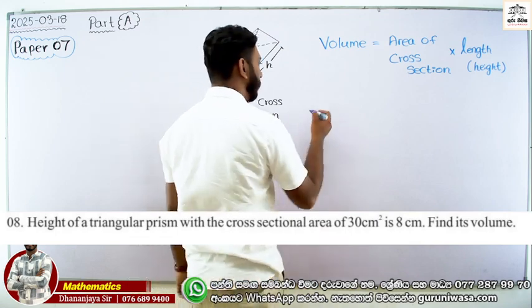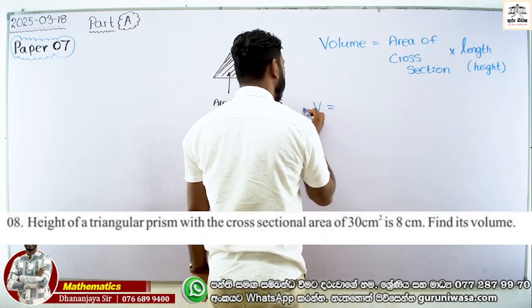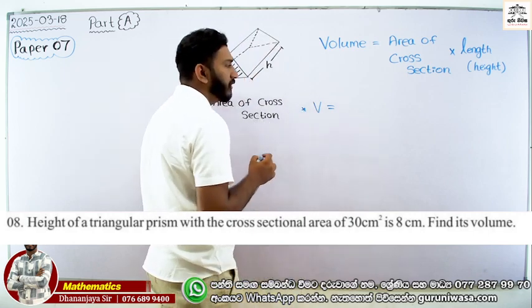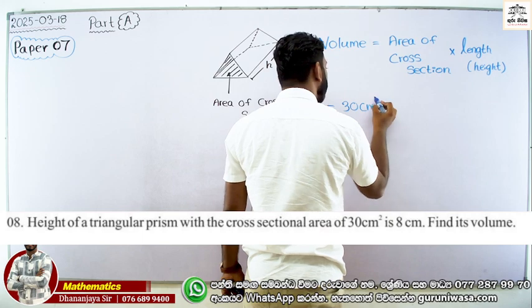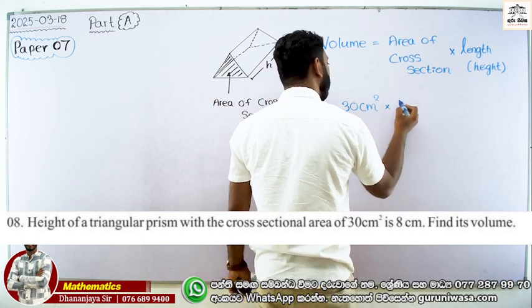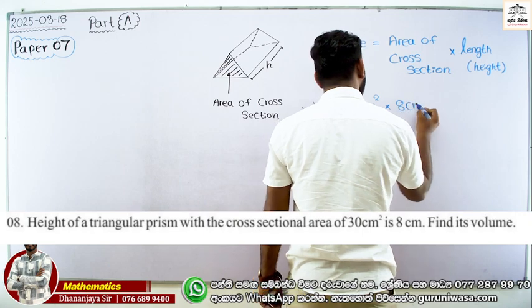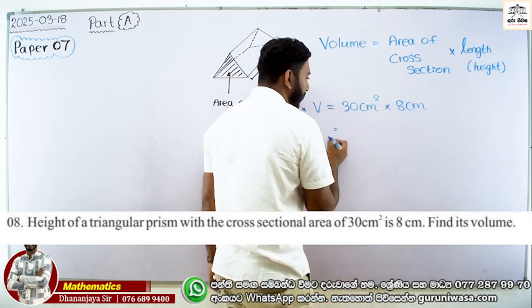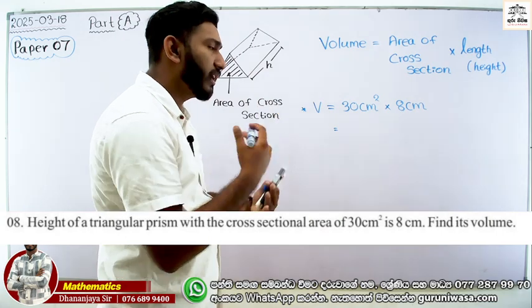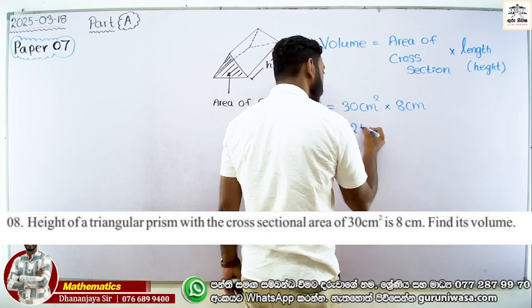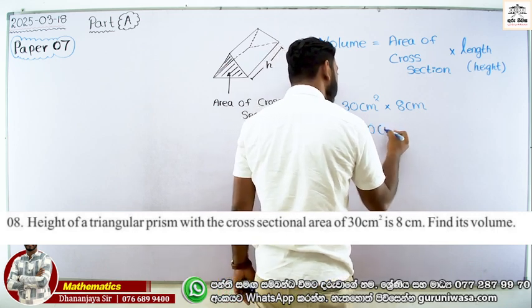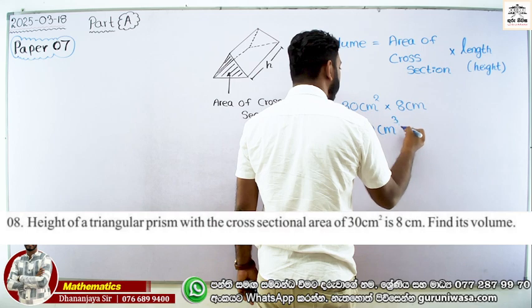Therefore, what is the answer? Volume is equal to the area of the cross section, which is 30 cm squared, and the height of this triangular prism is 8 cm. And 30 into 8 becomes 240. Now this one becomes cubic centimeters.